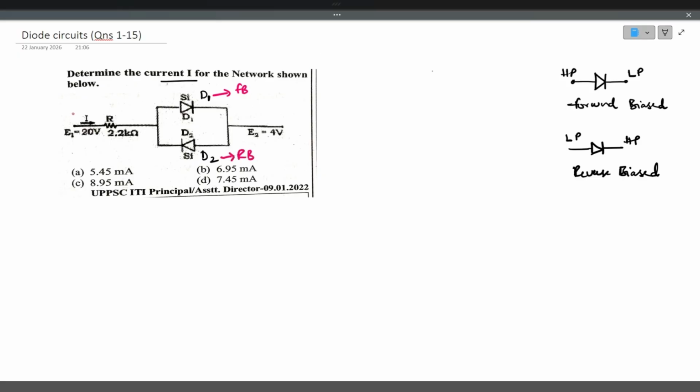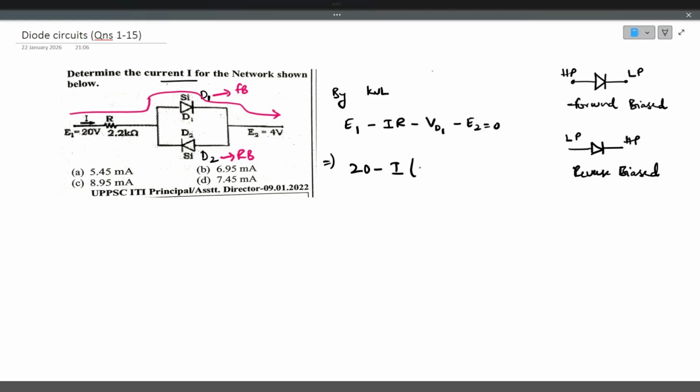So the current flows through the resistance and through the diode D1. By applying KVL in this loop, we have E1 minus I into R minus VD1, that is the diode cut-in voltage, minus E2 equals 0. Substituting the values, we get E1 is 20 volts, minus the unknown current I into the resistance 2.2 kilo ohms, that is 2.2 into 10 to the power of 3, minus the diode cut-in voltage 0.7 volts, minus E2 which is 4 volts, equals 0.